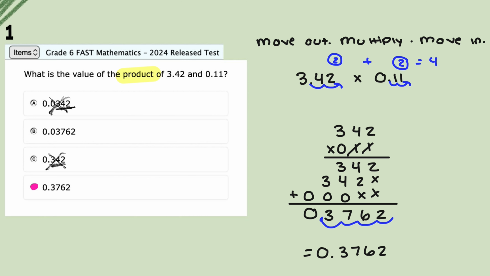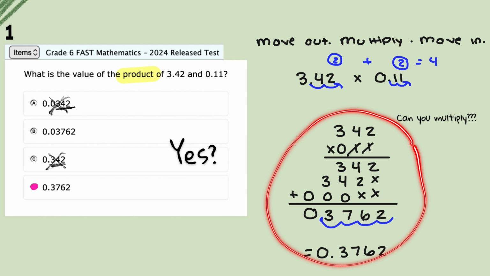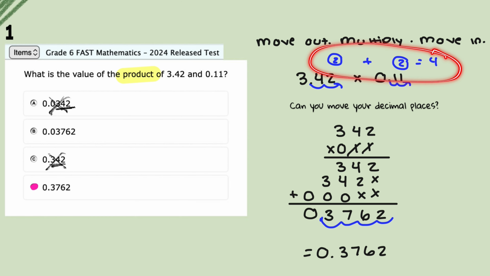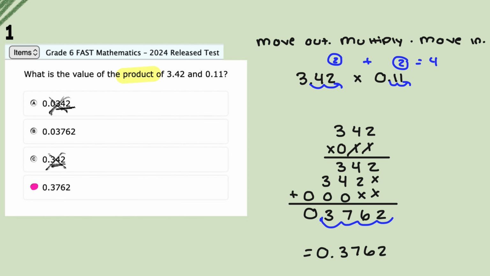They're testing you for 2 things. Can you multiply? Yes. Okay. Can you move your decimals out and can you move them back in? Yes. Okay, then you should get the correct answer. Let's move on to question number 2.